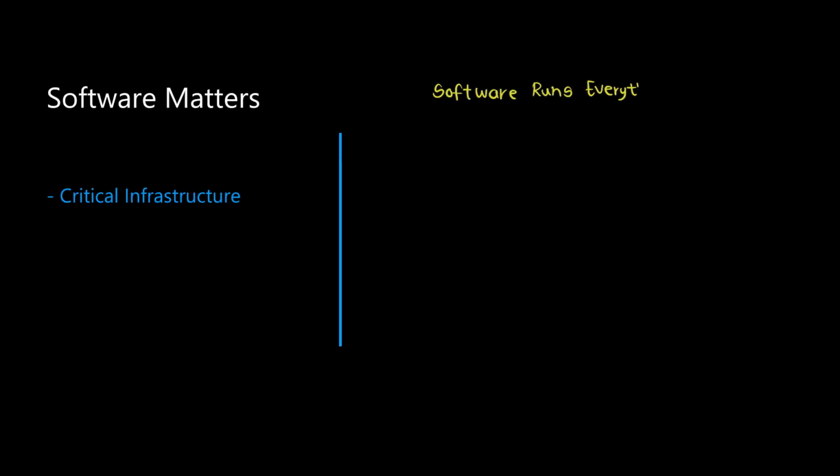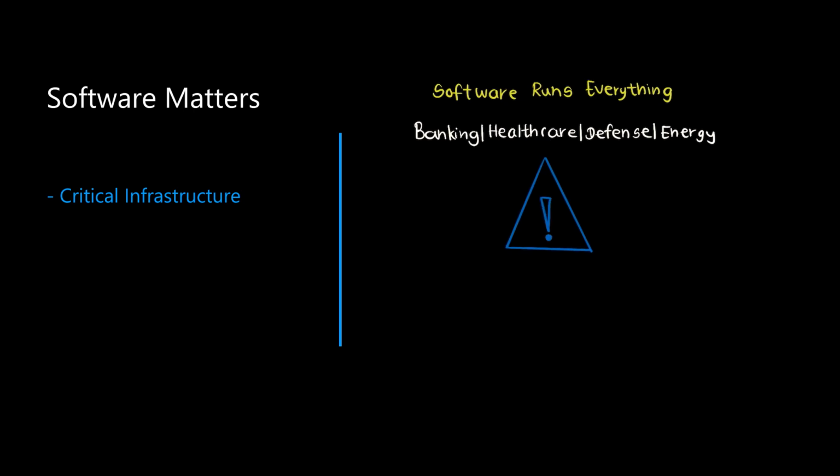Software is behind every system that matters. Banking, healthcare, transportation, defense, energy, all of it runs on code. When that code has security flaws, the consequences go way beyond inconvenience. We are talking about data breaches, financial losses, regulatory penalties, and in some cases, real physical danger. That is why software security is not optional.